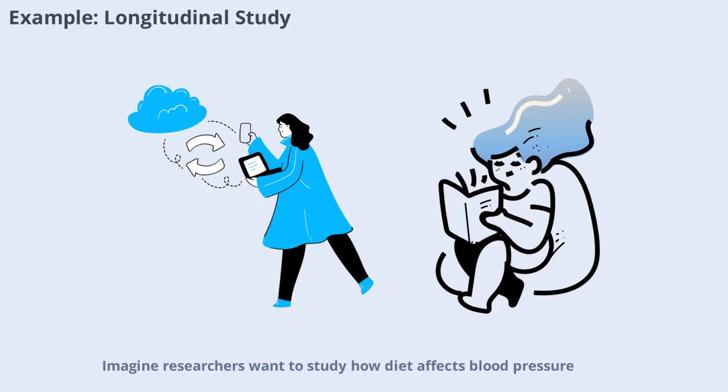Imagine researchers want to study how diet affects blood pressure. They recruit a group of participants and track their eating habits and blood pressure readings over several years. By observing changes over time, researchers can see if certain dietary patterns are linked to changes in blood pressure. This design helps uncover trends and possible causal relationships that cross-sectional studies can't provide.